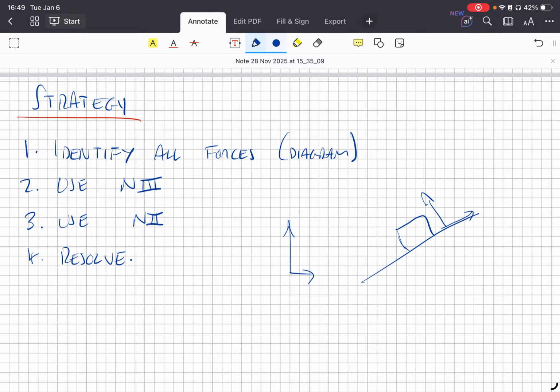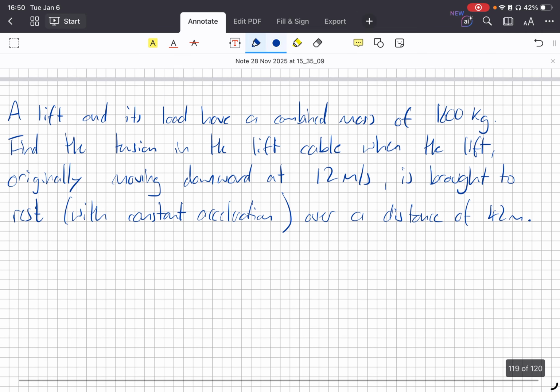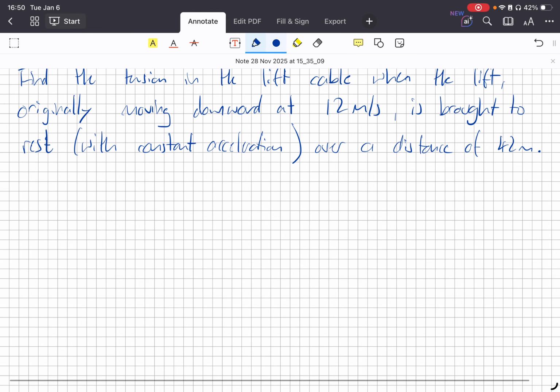So this is a necessary step when we have motion in two dimensions. In the example that we're about to see, we have motion in one dimension, so we don't need to worry about that step. We're going to see the other three steps in action. So here's the problem. It says a lift and its load have a combined mass of 1,600 kilograms. Find the tension in the lift cable when the lift, originally moving downward at 12 meters per second, is brought to rest with constant acceleration over a distance of 42 meters.